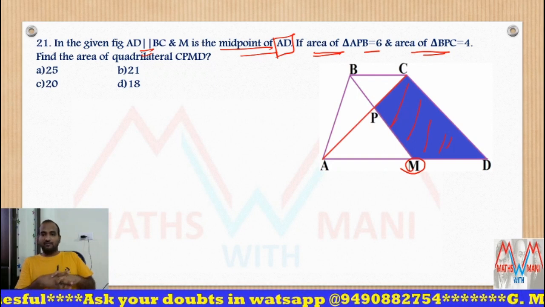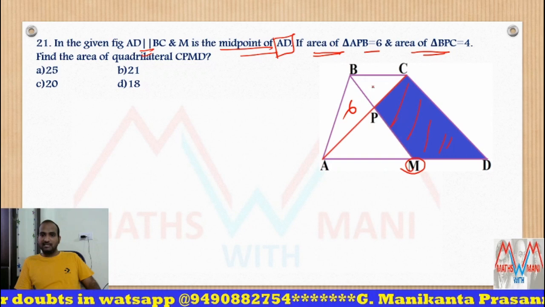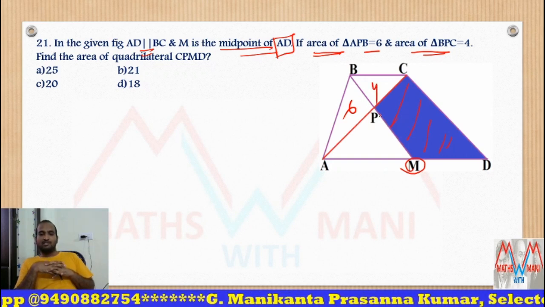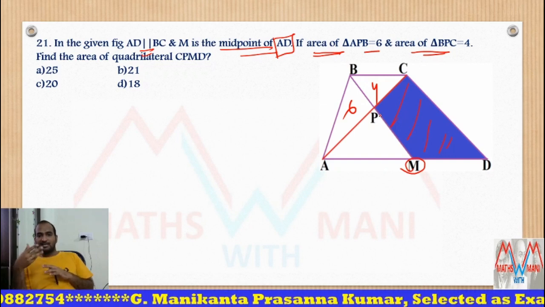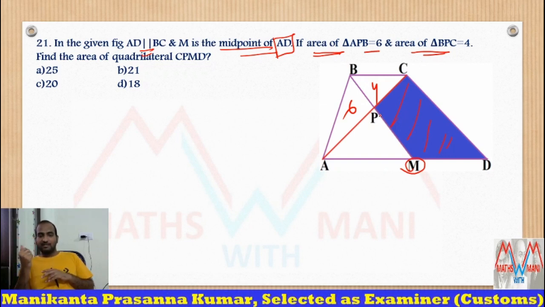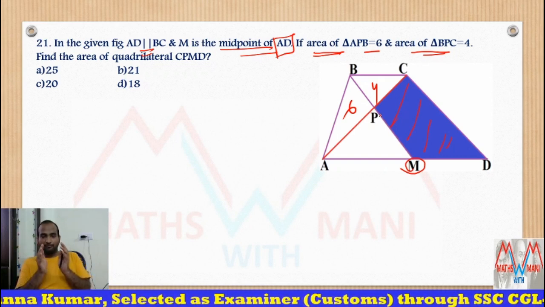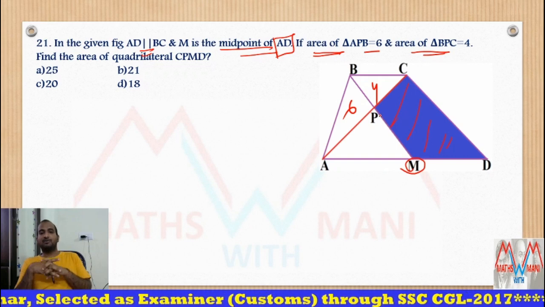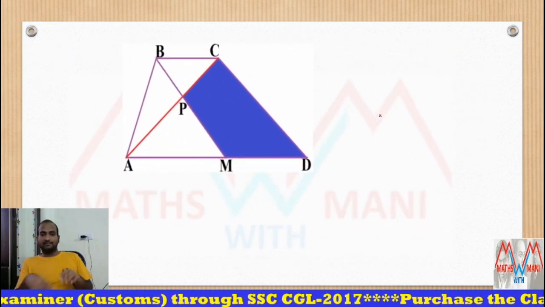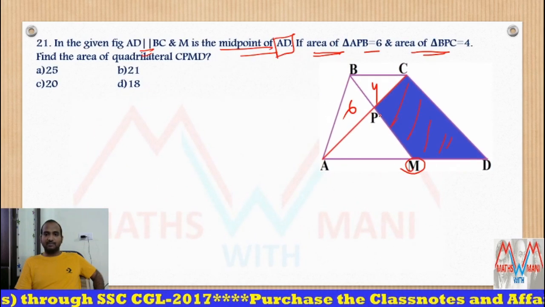Fast, fatafat. APB is 6, BPC is 4. What is the answer? Fast, simple questions. It looks like a tough one but it is very simple. But the proof or the property is important for you. Let's see. What was given: APB is 6 and BPC is 4.